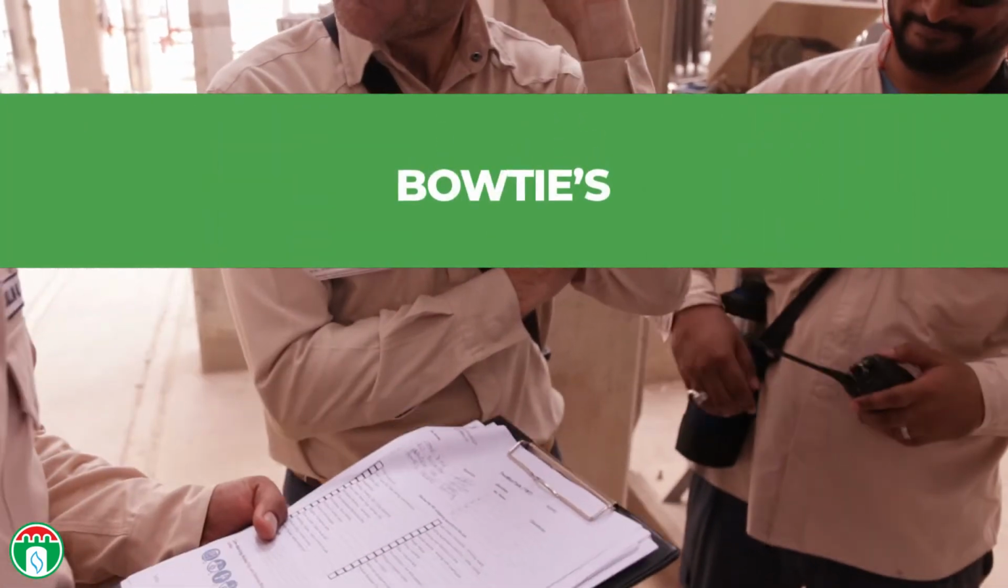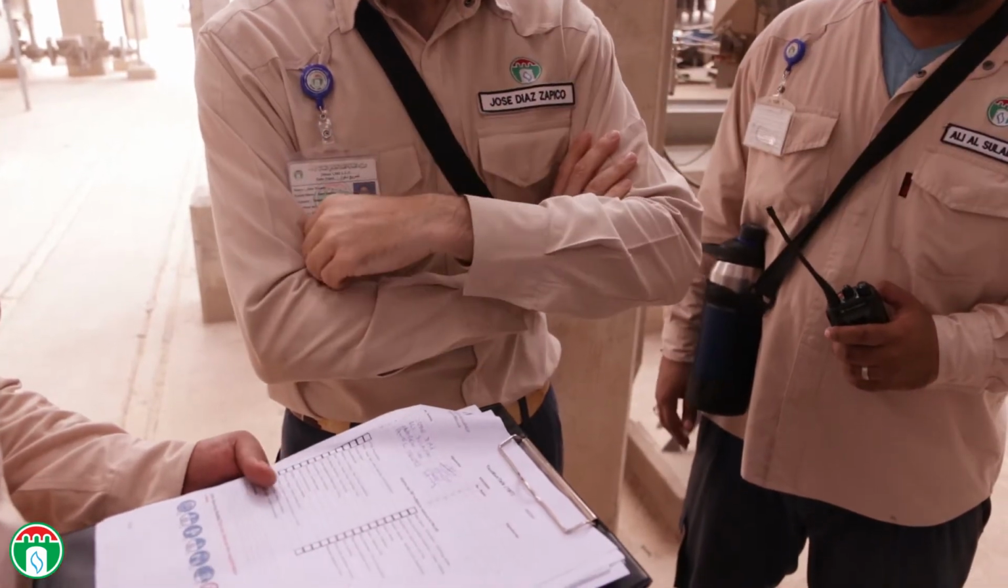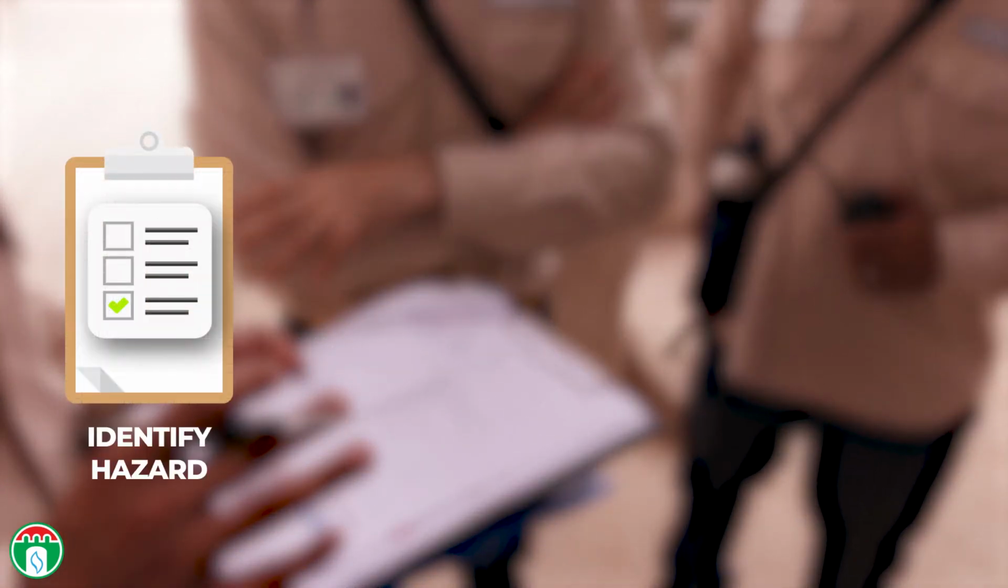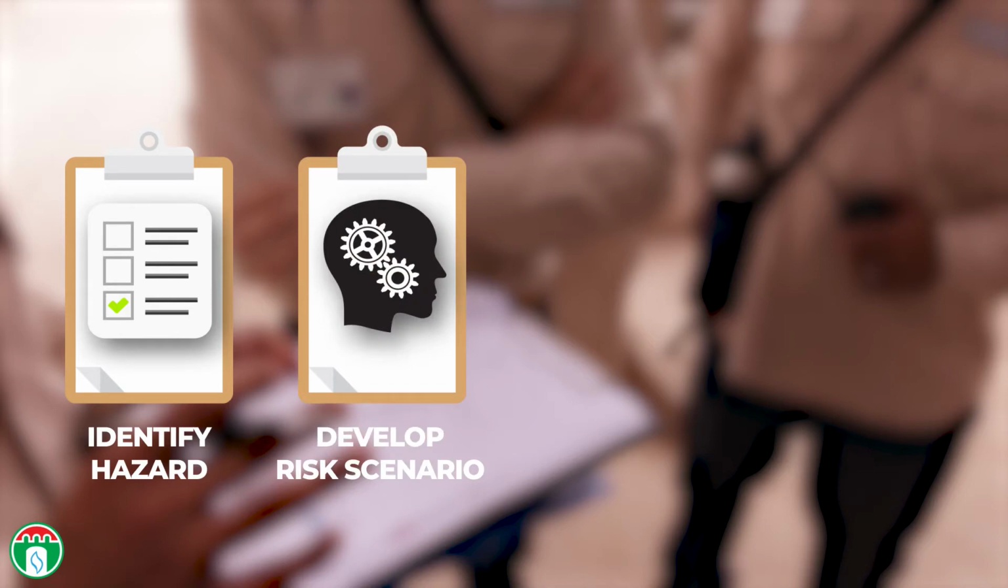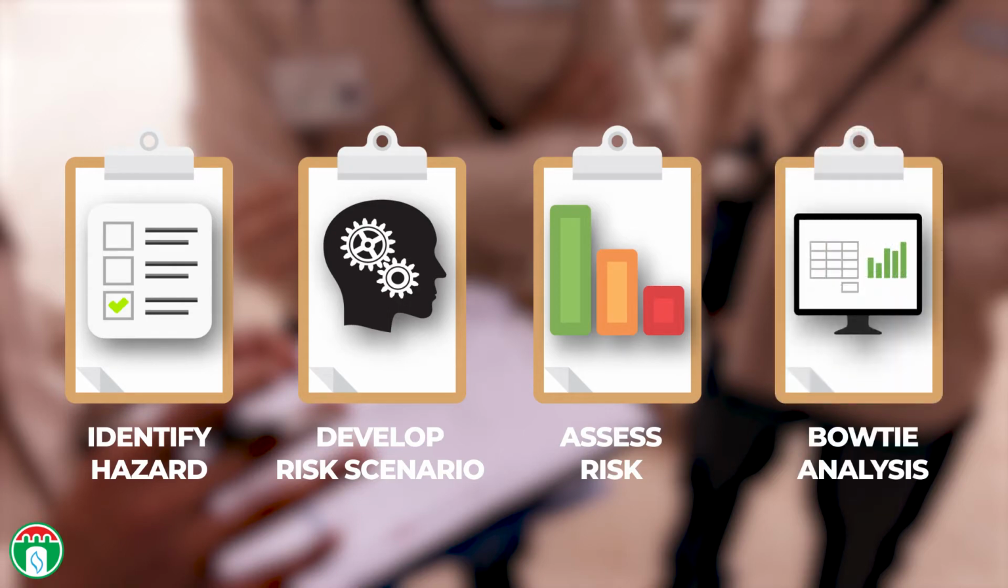Bow ties. So how are these safety critical elements identified? The process starts by identifying potential hazards. Then risk scenarios are developed and assessed as part of the asset HSE case. Once complete, a bow tie analysis is used to develop a picture of how multiple scenarios could cause a loss of containment of the particular hazard and what barriers are in place to prevent it and to mitigate its fatal consequences.